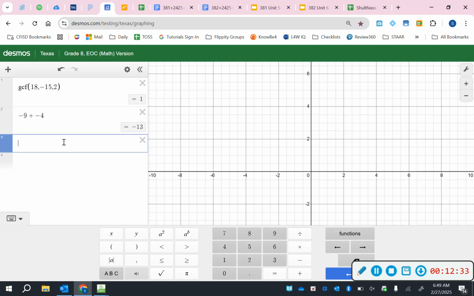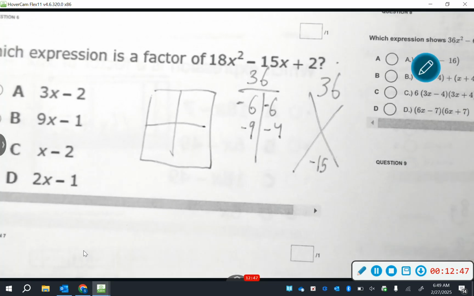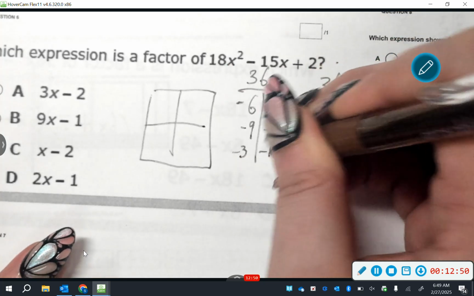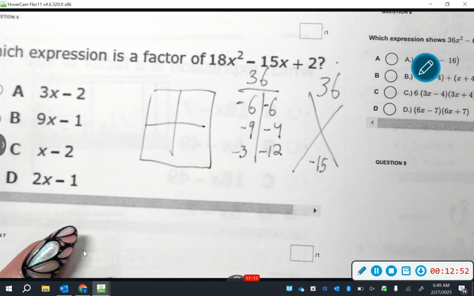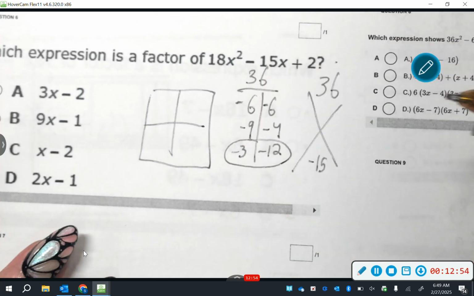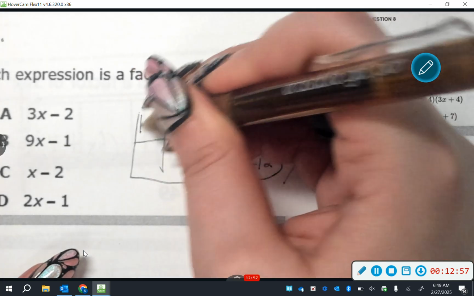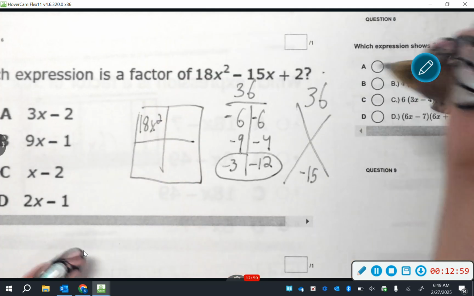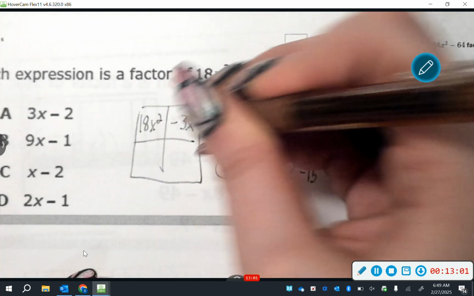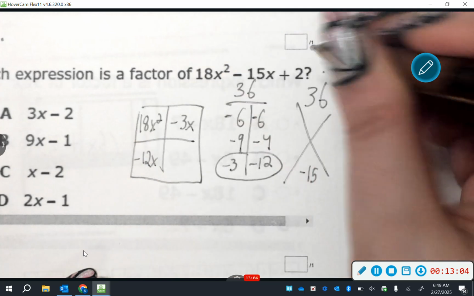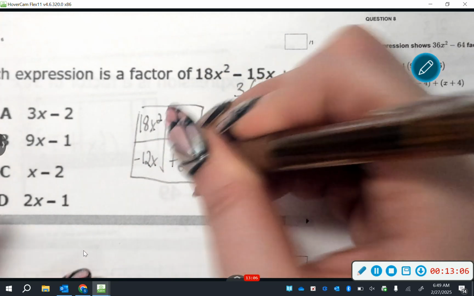So we need other factors of 36. 2 and 18 can't get us 15. Let's try 3. 3 and 12 could get us 15. So if I did -3 and -12, that gets us +36. It adds up to -15. So in our box, we're going to have 18x squared. We're going to have a -3x, a -12x, and we're going to have a +2.